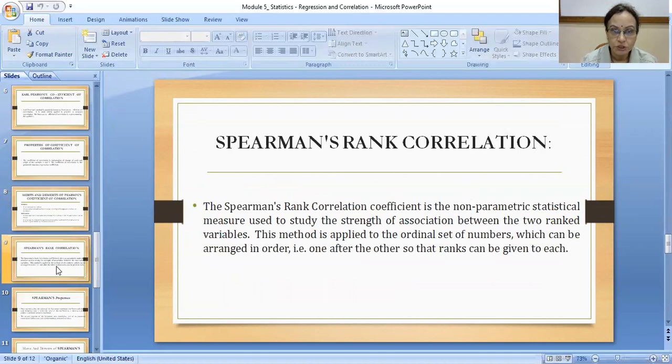Spearman's rank correlation. The Spearman's rank correlation coefficient is a non-parametric statistical measure used to study the strength of association between two ranked variables. This method is applied to the ordinal set of numbers which can be arranged in order, that is one after the other, so that ranks can be given to each.